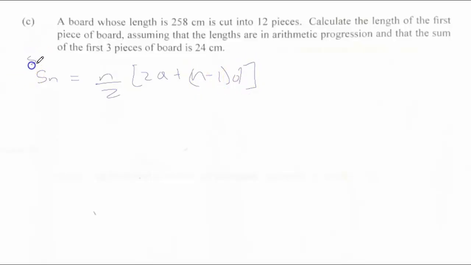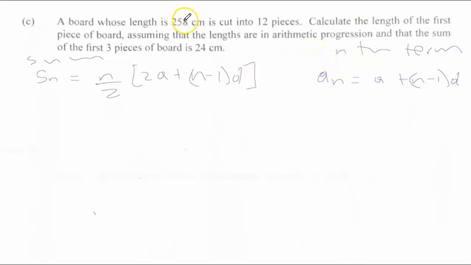And that's the summation formula. And the nth term formula, a subscript n, is a plus n minus 1 times d. So those are the two formulas we use for the arithmetic progression.